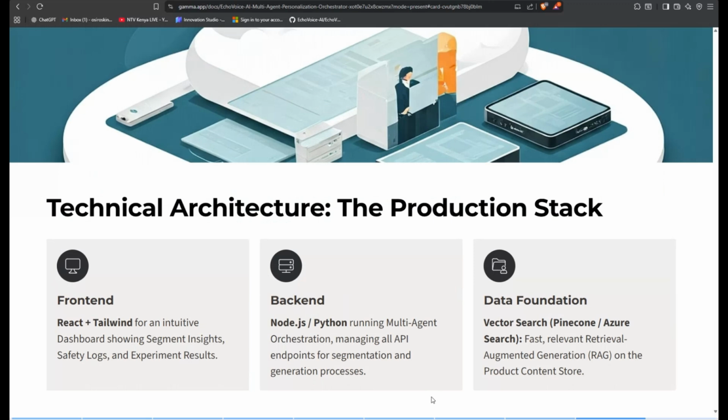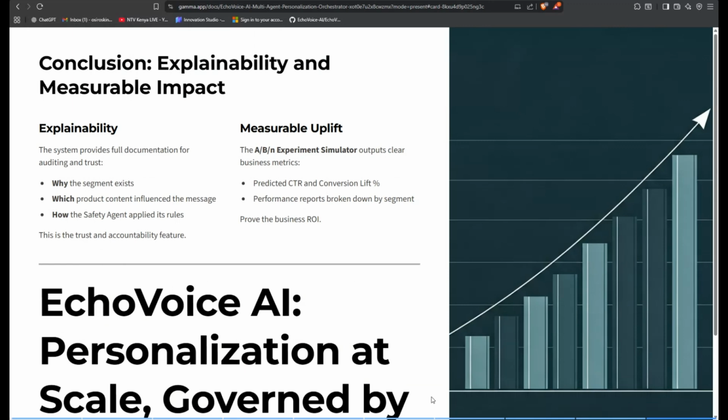Now, the conclusion is we are looking forward to explainability and measurable impact, whereby the system provides full documentation for auditing and trust: why the segment exists, which product influenced the message, and how the safety agent applied its rules. The A, B, and N experiment simulator also outputs clear business metrics. Also, we are looking for a measurable product uplift so that we can have a complete solution integrated onto this.